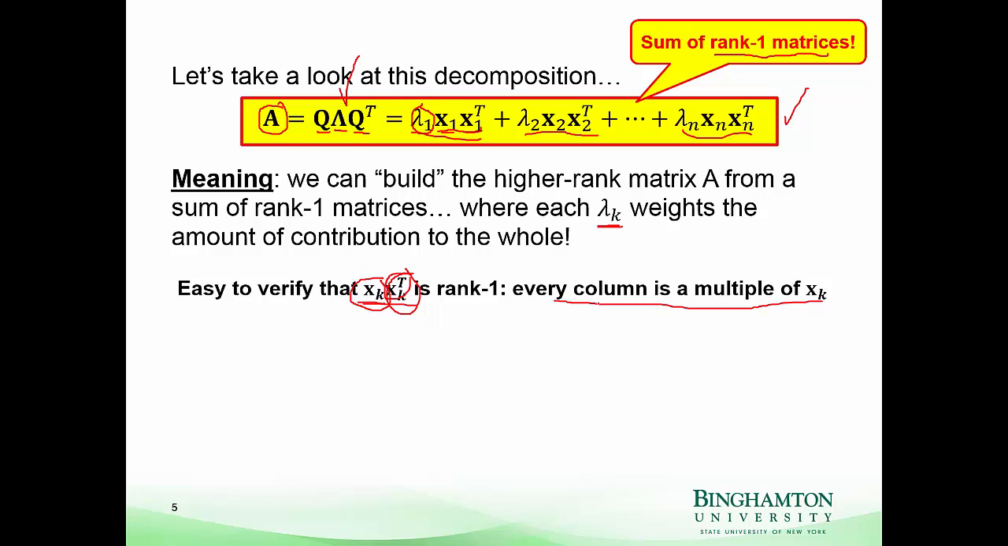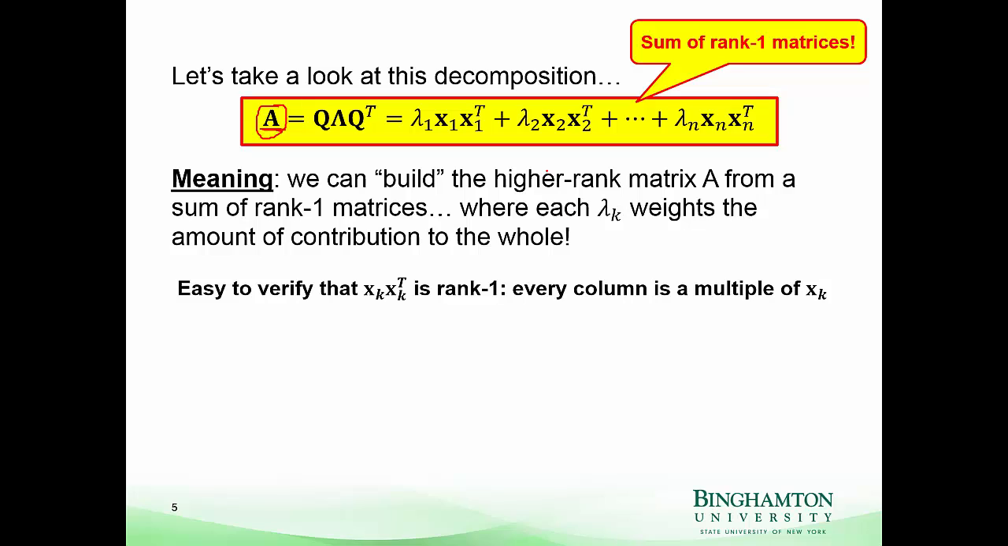Then the second column of the result is the second element of xk times xk, and so on and so on. So since every column is just a multiple of the same vector, clearly it's a rank 1 matrix. And so what we're doing is we're adding up a bunch of these. Now, I don't go into the details of this, but let's suppose that A is full rank. So then it's going to have rank n.